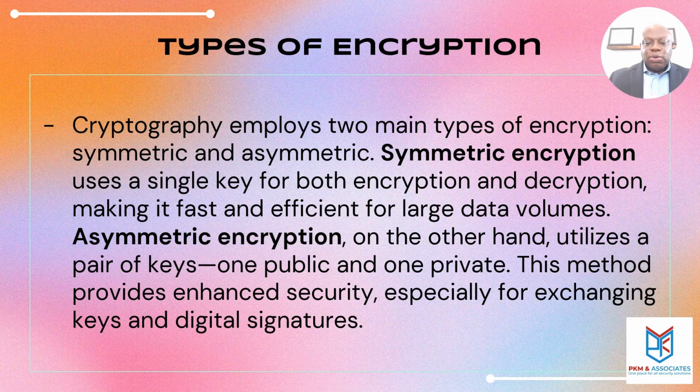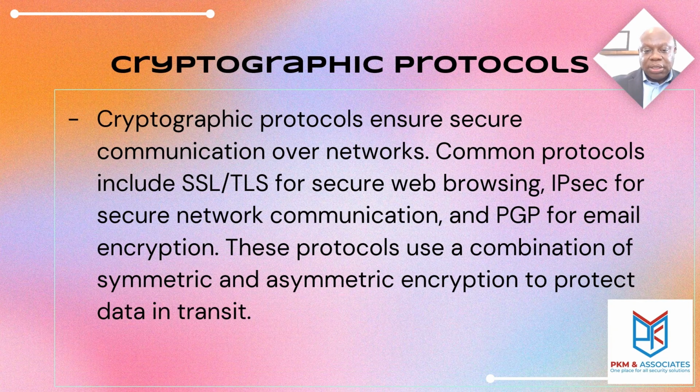So it really looks at two main ways it does that. Symmetric encryption uses a single key for both encryption and decryption, which makes it fast and efficient for larger data volumes. And then there's asymmetric, on the other hand, which utilizes a pair of keys, one public and one private. This method provides more enhanced security, especially for exchanging keys and digital signatures. Again, hopefully the video gave you a better breakdown of it. I'm just covering more of a definition perspective.